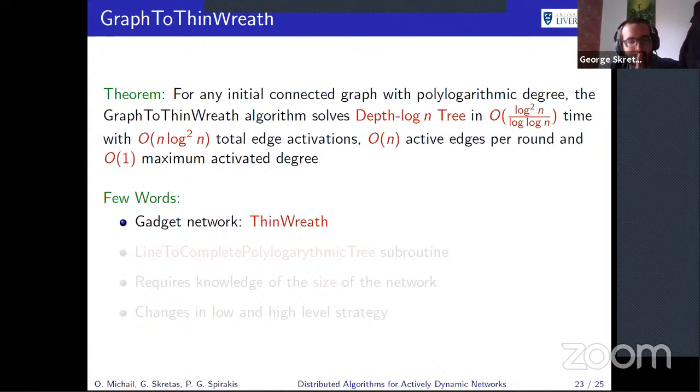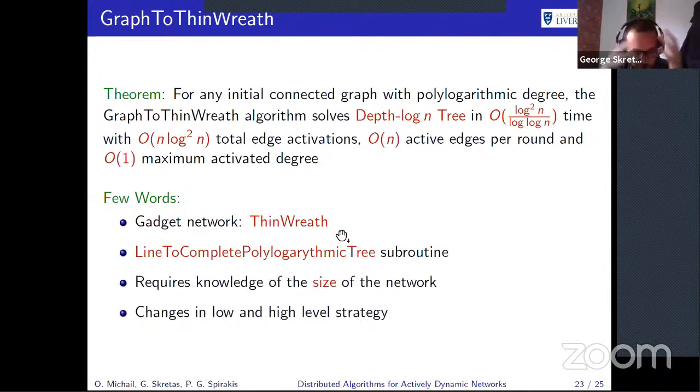For the final algorithm, just a few words. What it does is it basically says, okay, can we find a middle ground? So both the time complexity here and the degree are in between the values of the first and the second algorithm. So what we do is we use a new gadget network that is a thin wreath. The difference here is that instead of a complete binary tree, we have a complete polylogarithmic tree in order to have a smaller diameter to get better time. We have a new subroutine that only changes what the final tree is. And I just wanted to mention that this algorithm requires knowledge of the size of the network for every node, and we have changes both in the low and the high level strategy.